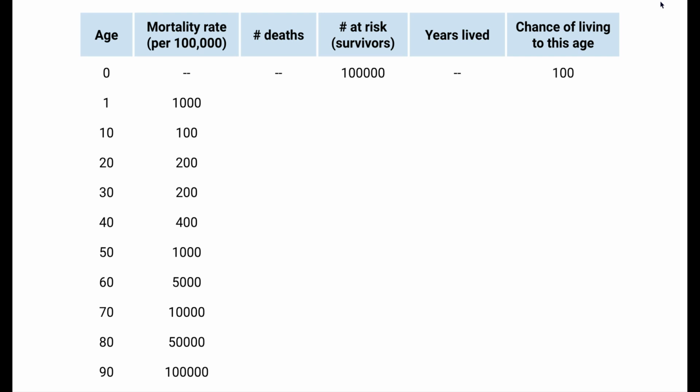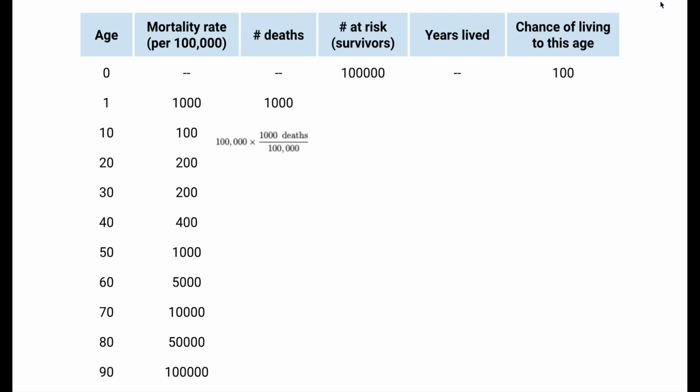Essentially, what we'll be doing to estimate life expectancy is getting the ages at death of all people in this population and then finding the average. Along the way, we'll also calculate the probability of living to a certain age in the last column, just as another metric of interest. So for those just born, this chance is 100%.